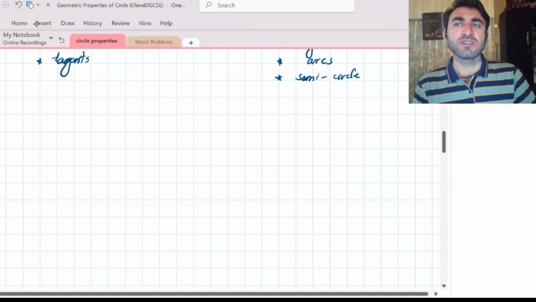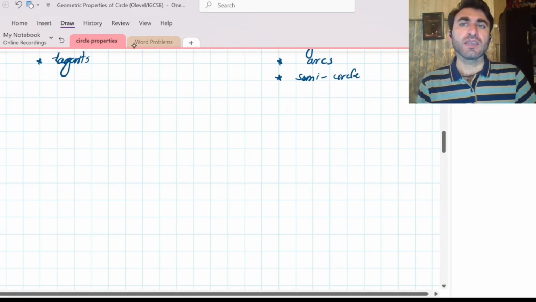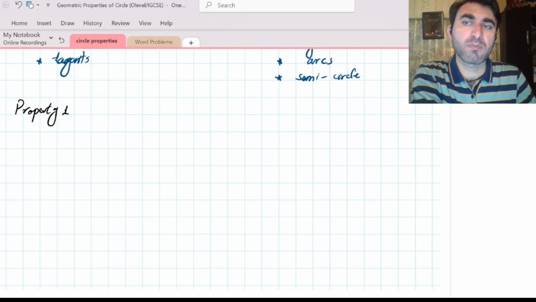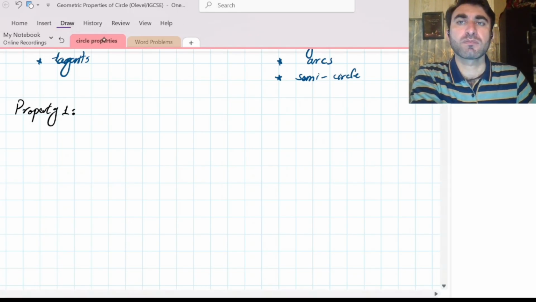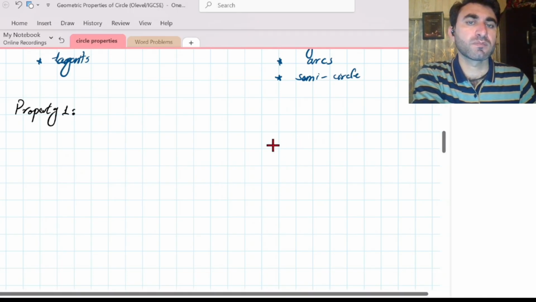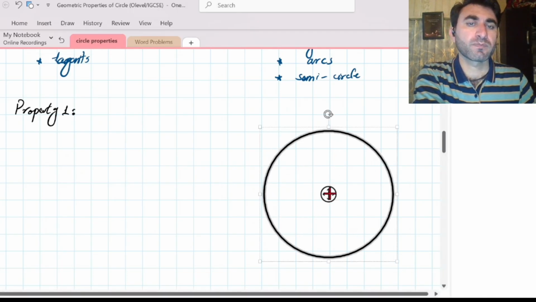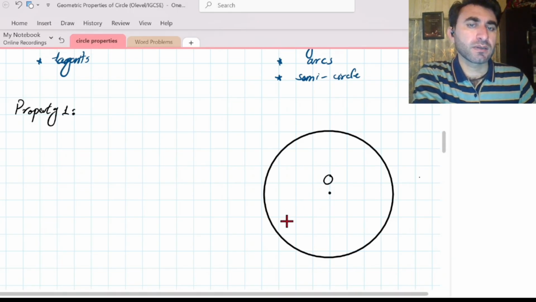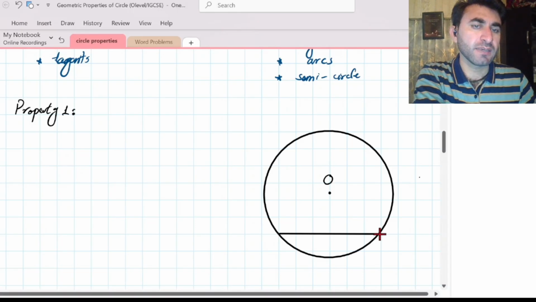So first we start with property 1. Let's say we have a circle with center O, and there is a chord. Like I have a chord over here, and I name it chord AB. This is a point A and there is a point B.